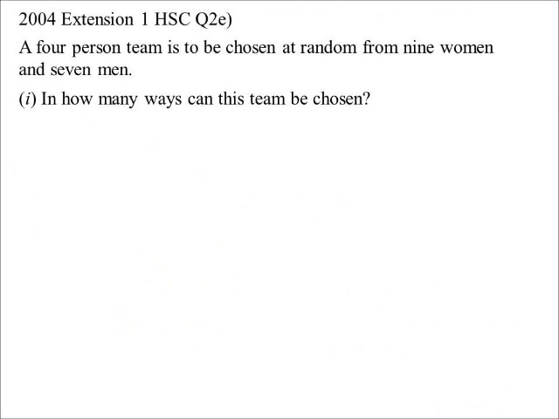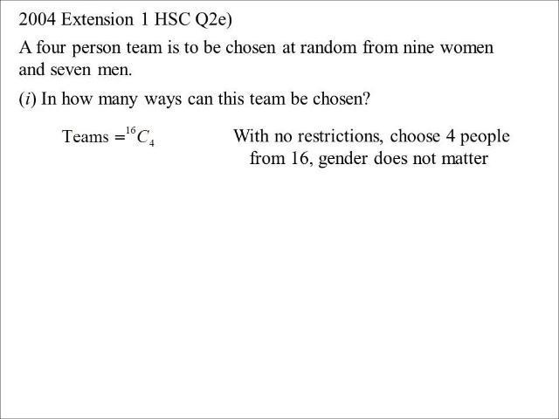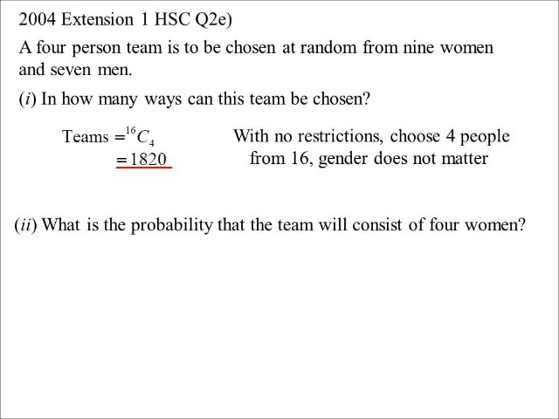So here's an actual HSC one. We're going to choose a 4-person team from 9 women, 7 men, similar to that committee question we just did, isn't it? How many ways can this team be chosen? So again, it's 16 people, and we're just choosing 4. So 16C4, 1,820.